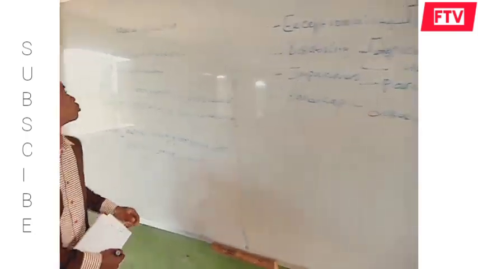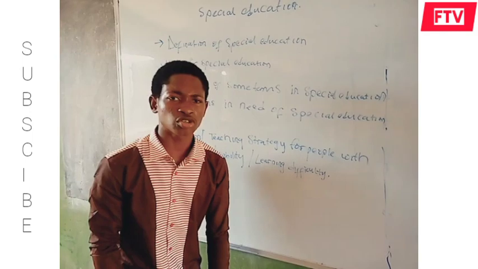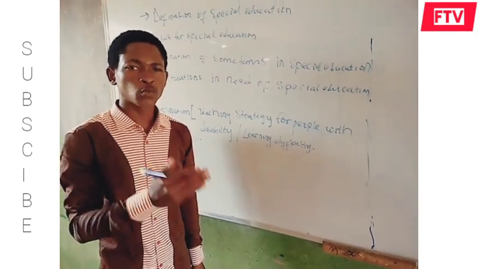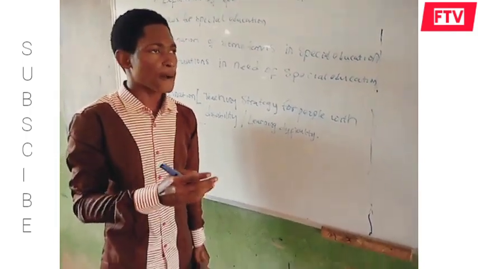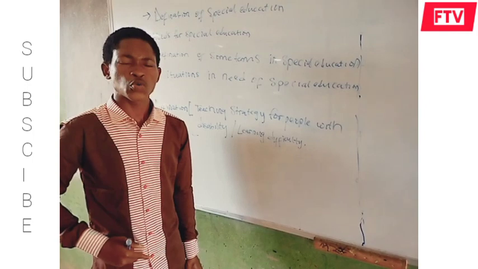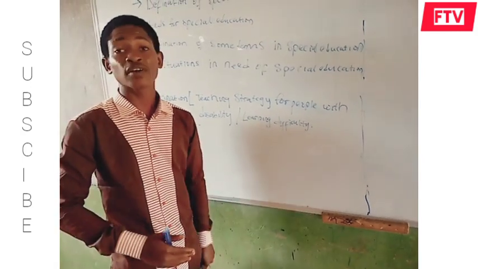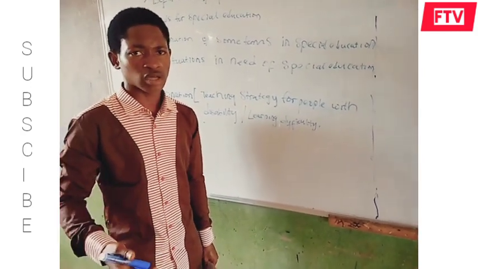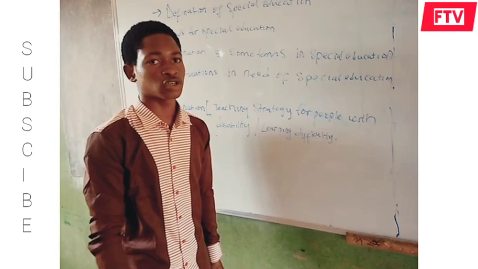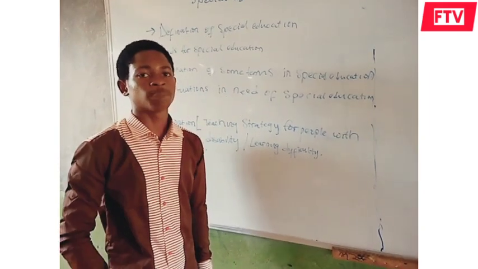Now, let's quickly go to the last one here. We have situations in need of special education. They include various disabilities and difficulties. We have speech disorders. We have learning difficulties. We have visual impairment. We have hearing impairment. We have behavioral disorders. We have intellectual disorder. We also have memory disorder, a lot of things like that, but those are the situations in need of special education.